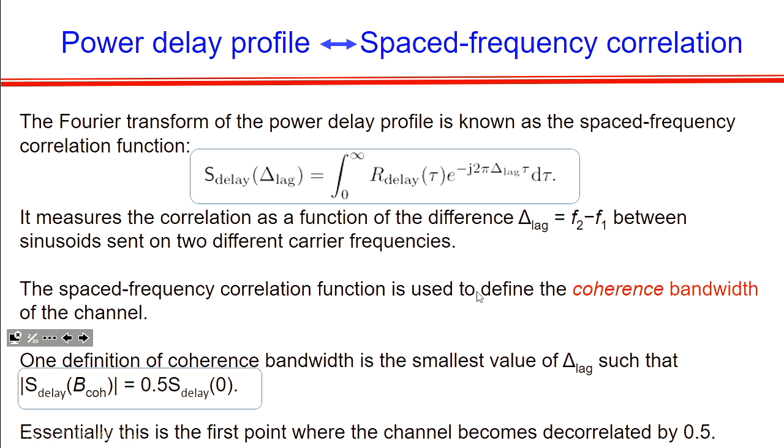So that's the idea of coherence bandwidth, and the spaced frequency correlation is the Fourier transform of the multipath power delay profile. The first equation here captures that relationship. And the correlation is a function of frequency lag, delta f, which is the difference between two frequency terms, f2 minus f1. So this is the theoretical definition for frequency correlation.